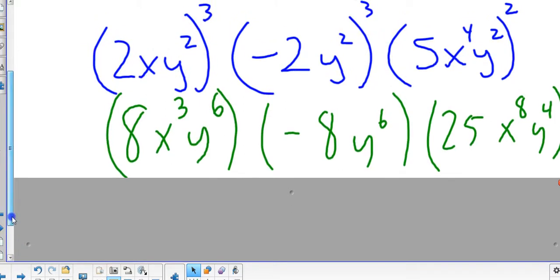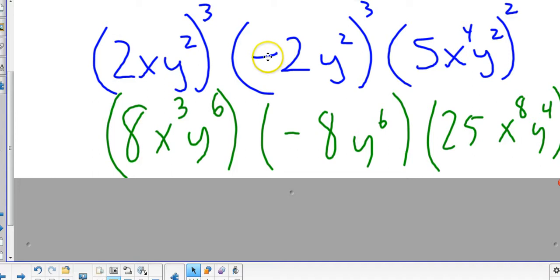Okay, so if I take care of all the exponents first, everything here gets raised to the third power. So 2 to the third is 8, x to the third is x to the third, y to the second to the third power is y to the sixth. Everything in this parentheses gets raised to the third power. So negative 2 to the third.